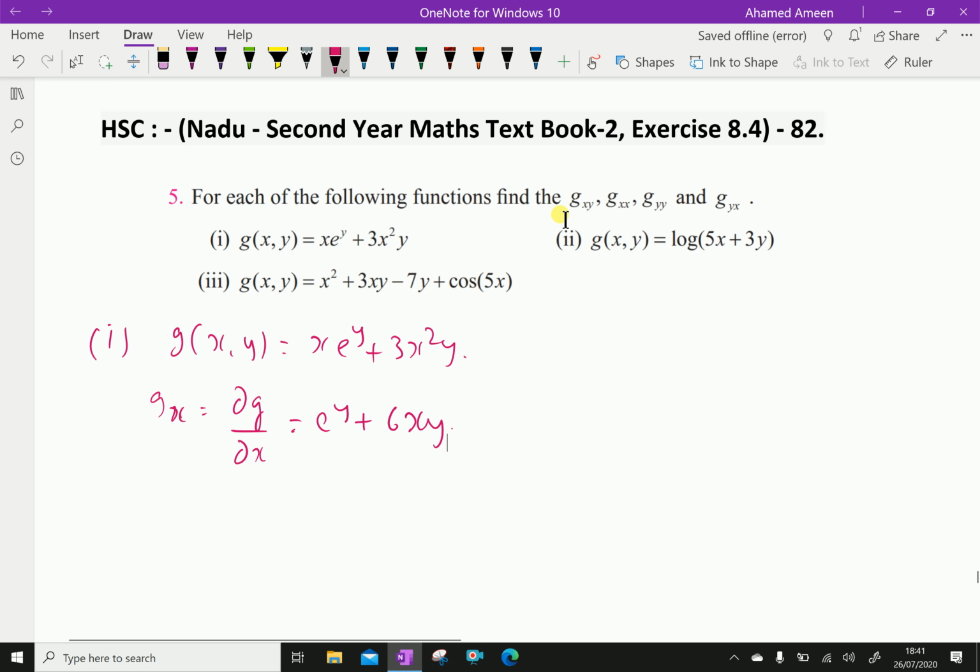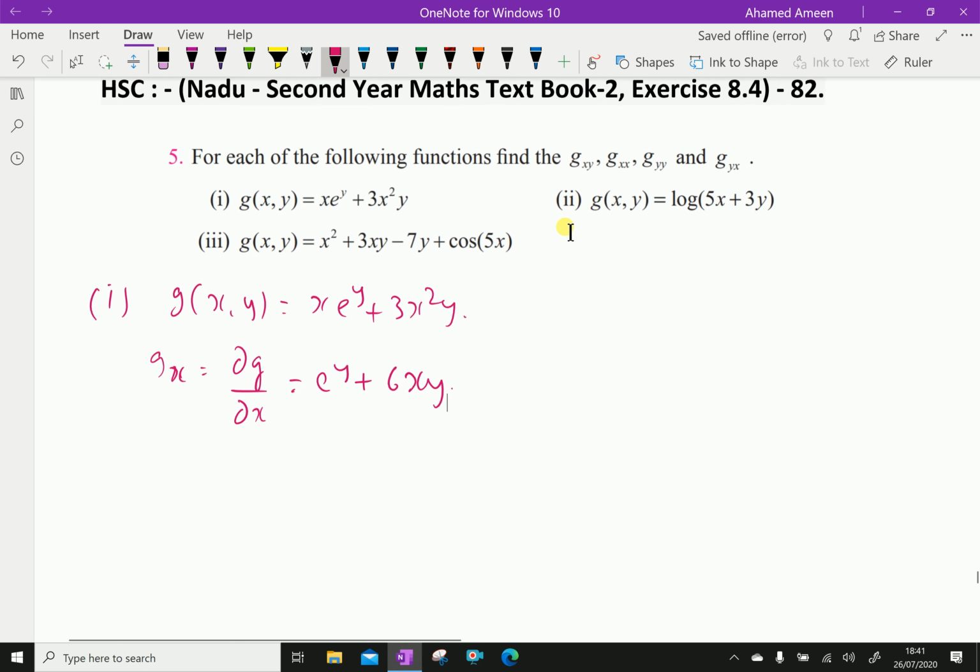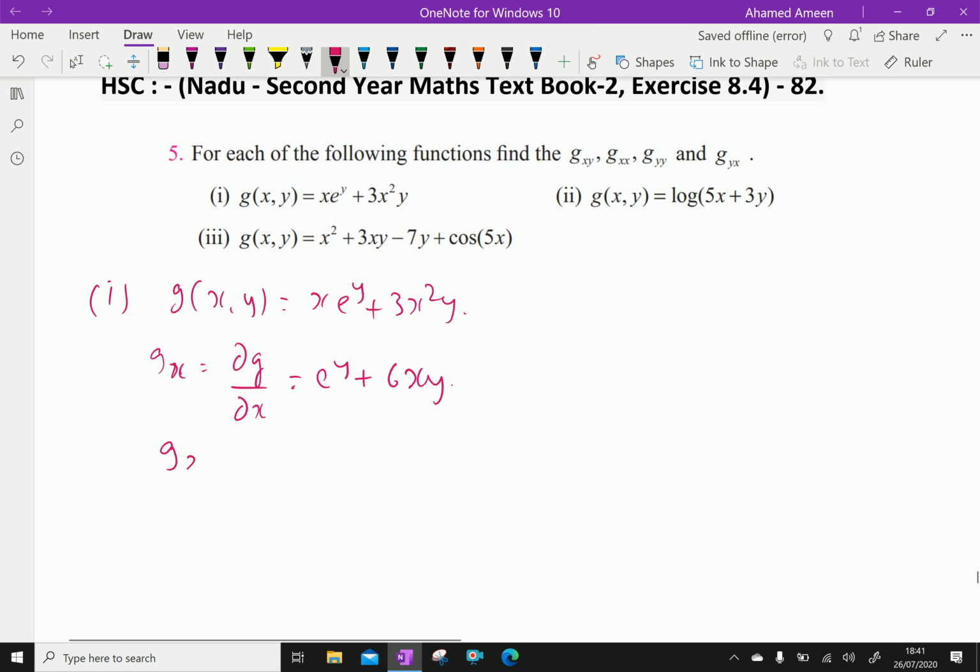Next, we have to find g of xy, which means dou by dou x dou y. We have to differentiate this g of x with respect to y. Here e power y derivative is e power y, plus 6xy with respect to y is 6x.